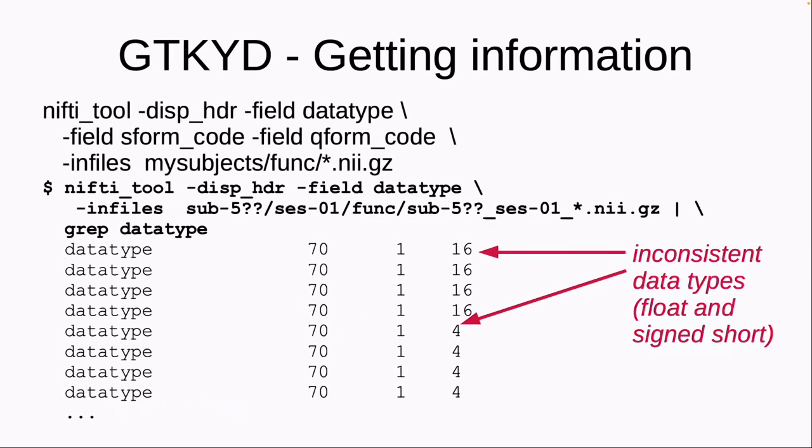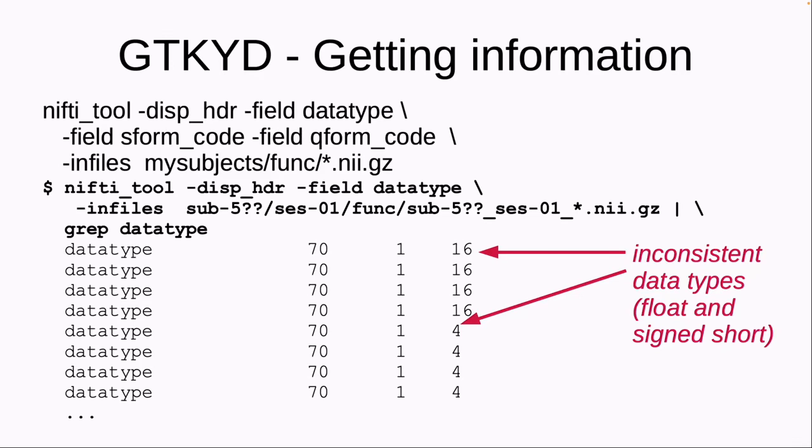Another great tool is nifti_tool. This lets us look at NIfTI datasets particularly, and we can see things like the sform code and the qform code that tell us the matrix, what kind of space the dataset is in, native or MNI or Talairach or other, or we can use it to find out what kind of data the data is stored in.